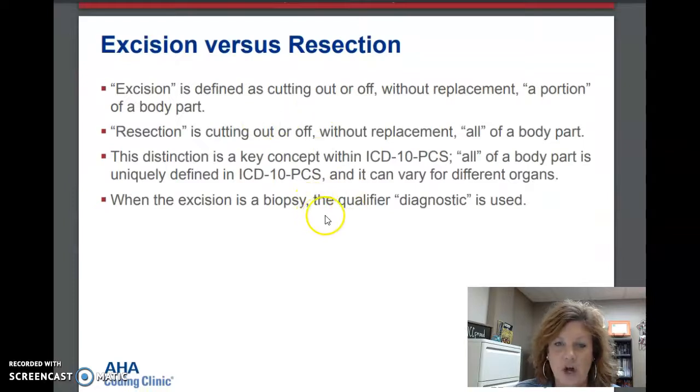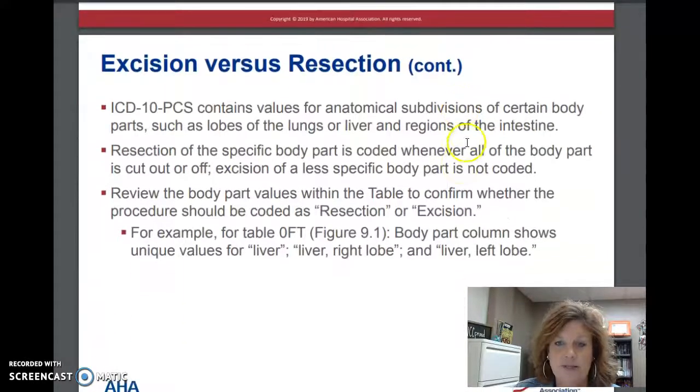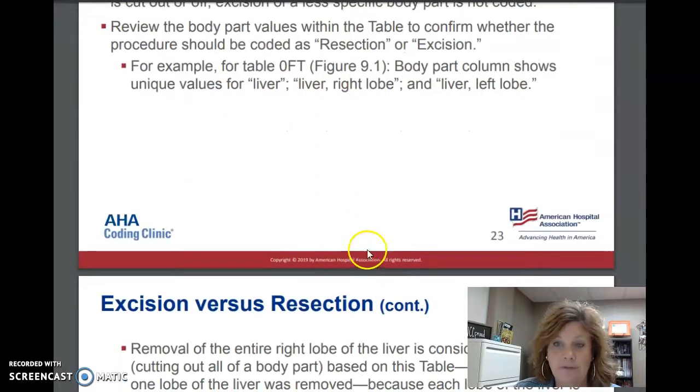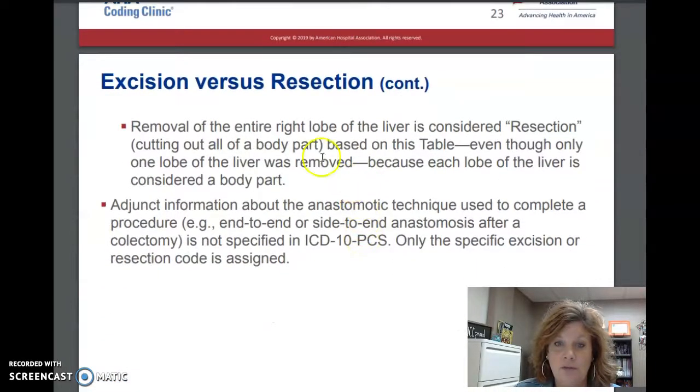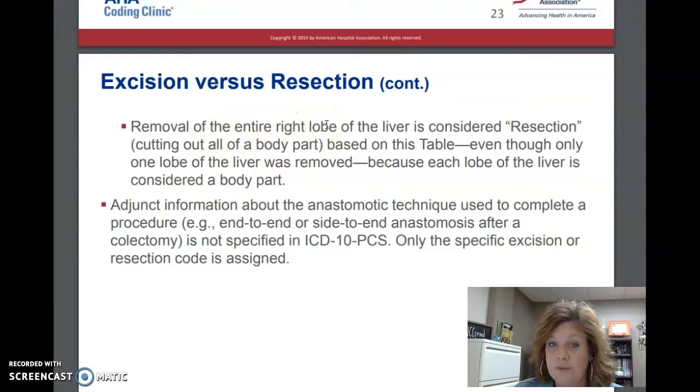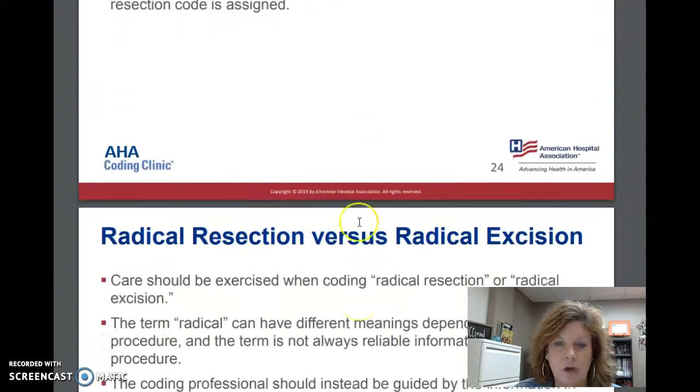Excision versus resection, I talked about that. When excision is biopsy, the qualifier diagnostic is used. Remember, the qualifier is your 7th character. Okay, so again, for example, 0FT, the body part column shows unique values for liver, right lobe, left lobe, so we need to know. If they remove the entire right lobe of the liver, it is considered resection, even though only one lobe of the liver was removed, because each lobe of the liver is considered a body part. So that's kind of a nice little tidbit to know.